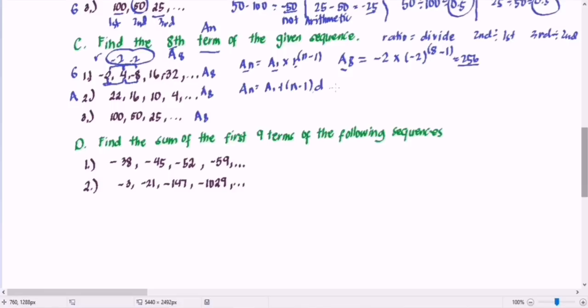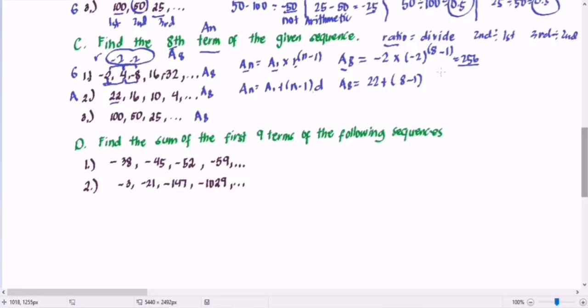times d. So, pang 8 term ulit tayo. So, a sub 8 equals, yung a sub 1 yung first term lagi, yung pinakauna. So, 22. Then, copy nyo yung plus. Then, yung n natin, kung 8 yan, so, lagay nyo lang dito, 8. Then, minus 1. Then times d. Yung d ay common difference. So, common difference, magmaminus tayo.